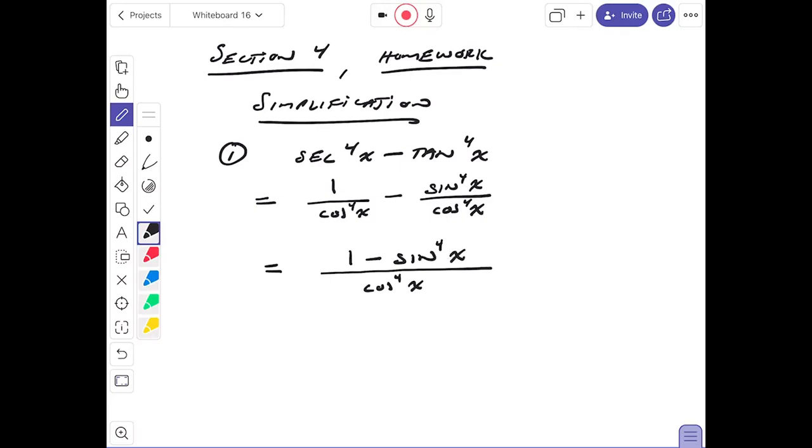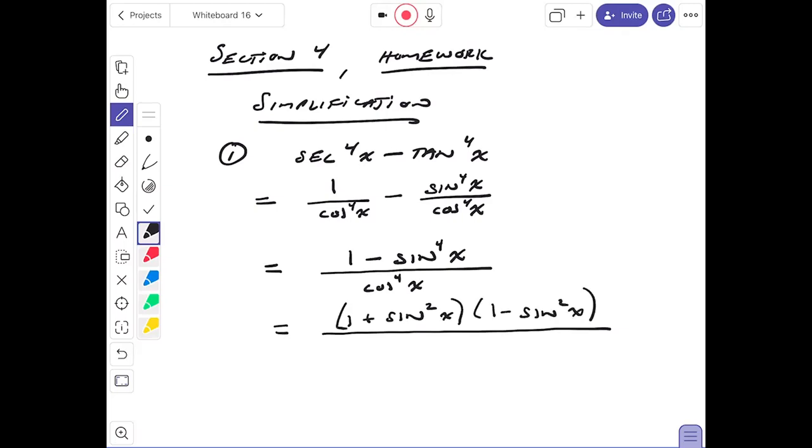Someone says, why do you do that? Initially, I want to go back to really familiar things. And what are those familiar things? Well, the familiar things for me are sines and cosines. Now I'm going to try to factor it because I did say factor. I'm looking at the top, and that would be 1 plus sine squared x times 1 minus sine squared x. What's on the bottom? Well, I'm going to write it as cosine squared times cosine squared.